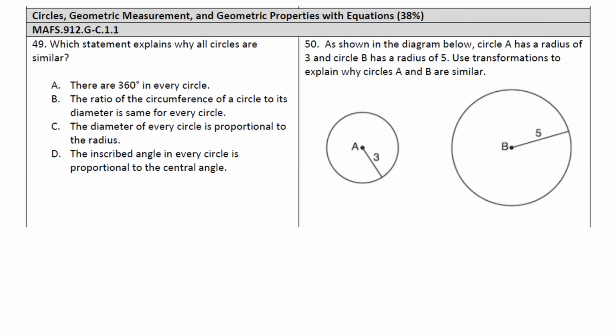All right. On the next one, now we're dealing with circles. In which statement explains why all circles are similar? Anybody want to take a guess at that one? Why are all circles similar? It has something to do with pi. Anybody remember what pi is? 3.14. All right. Why is it 3.14? What is pi? It's not C.